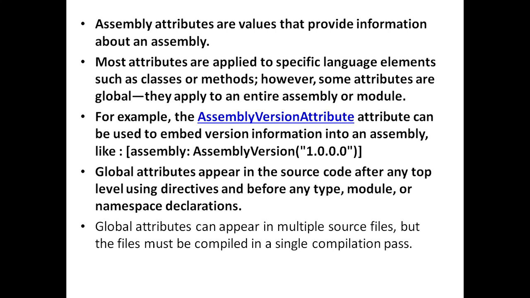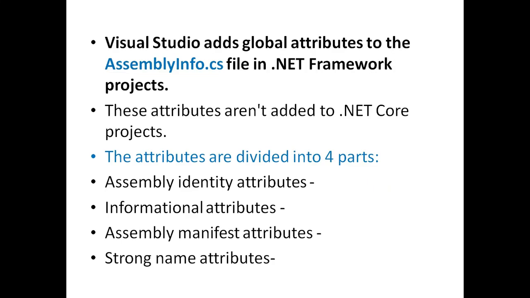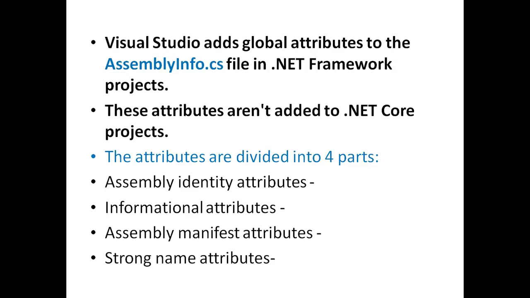Global attributes appear in the source code after any top level using directives and before any type, module or namespace declarations. Global attributes can appear in multiple source files, but the files must be compiled in a single compilation pass. Visual Studio adds global attributes to the assemblyinfo.cs file. These attributes are not added to the .NET Core projects.